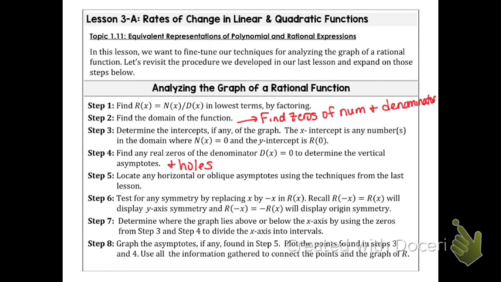Then we're going to test for symmetry. We're going to determine where the graph lies above or below the x-axis by using the zeros from steps 3 and 4 to divide the x-axis into intervals. We're going to create a number line, kind of like we did when we were looking at polynomial inequalities. And then we're going to graph everything that we found.